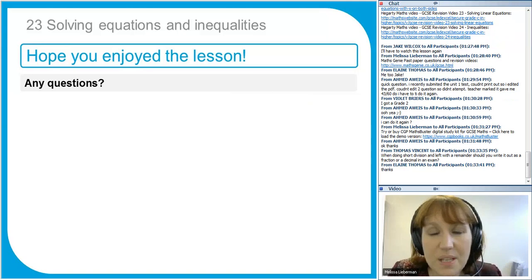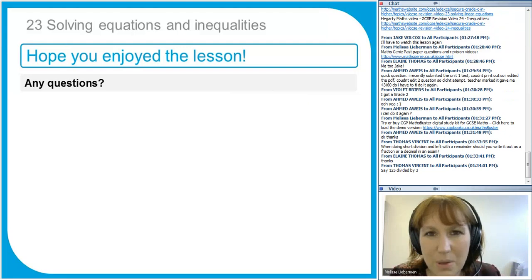When you do short division, it should be obvious by the context of the question. So in the exam, it won't say do this short division question. It will have something like a teacher buys 100 pencils and shares them out between 30 children, how many pencils do each children get? So it would depend on the context of the question, how you interpret the remainder, but it should be clear from the question how you would do that.